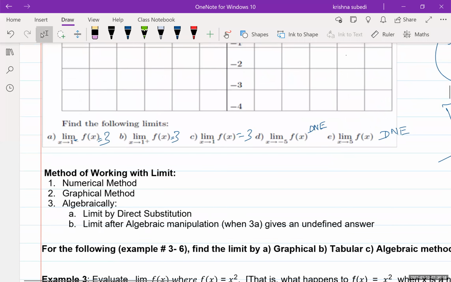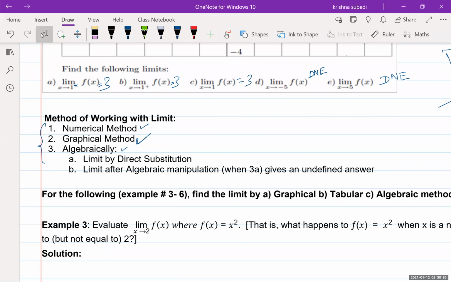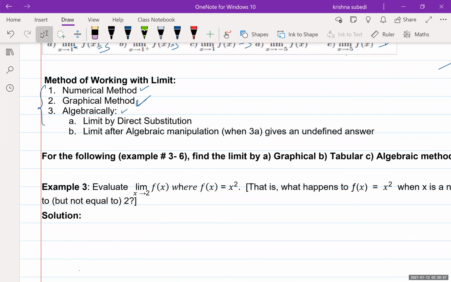As a matter of fact, there are 3 methods of finding the limit. One is the graphical method, we have just seen. Another is the numerical method. Another is the algebraic method. Okay, 3 methods. And we'll do 1 or 2 problems using all of these 3 methods. And then out of these 3 methods, you tell me which method you like, and in the future, we'll follow that method. Okay, the method you find easy.